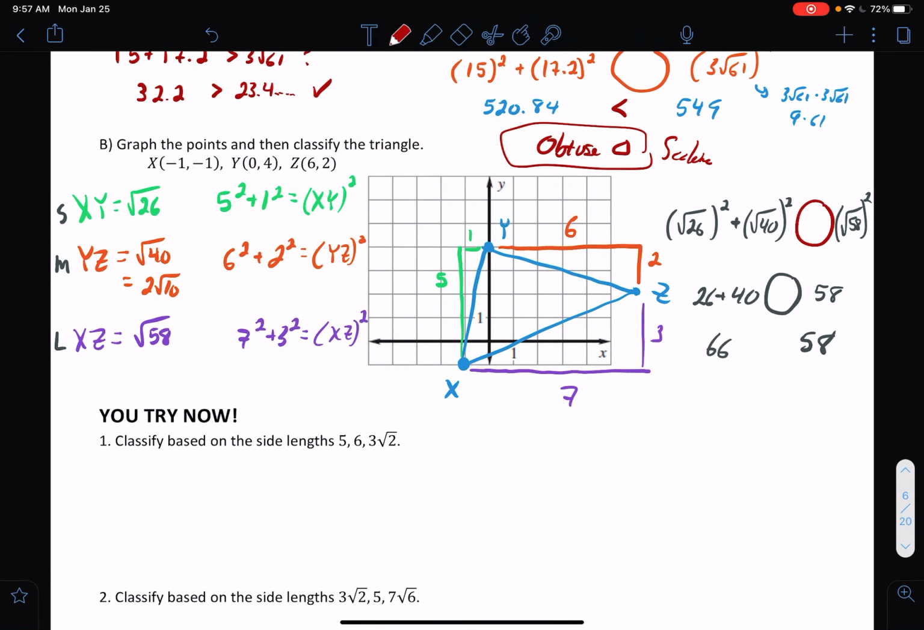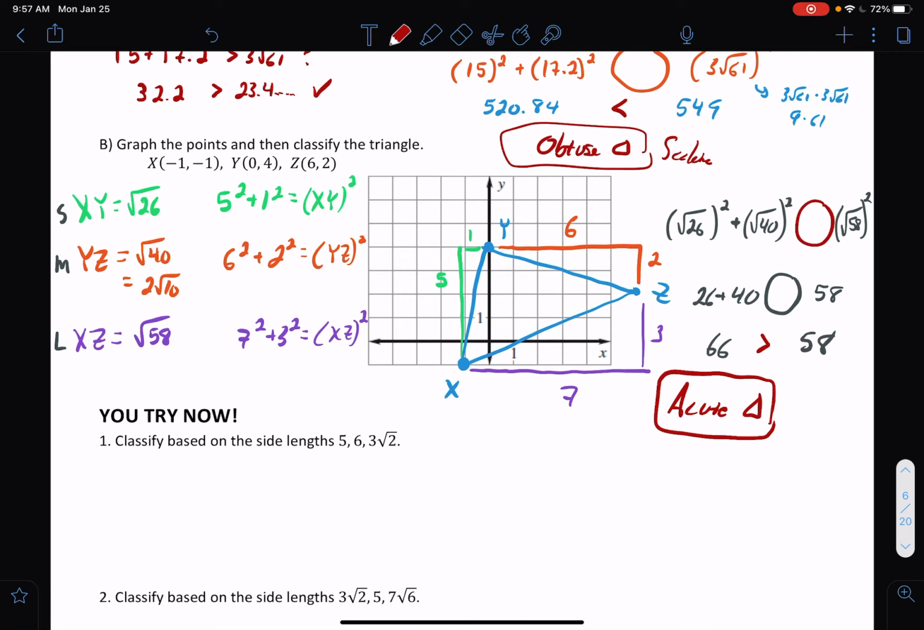What do I fill in here? Well, 66 is bigger than 58. So since the small sides dominate, this is going to be an acute triangle. An acute scalene triangle. So that is how you do it in the coordinate plane. You need to find the side lengths and then check a squared plus b squared. What's its relationship with c squared?